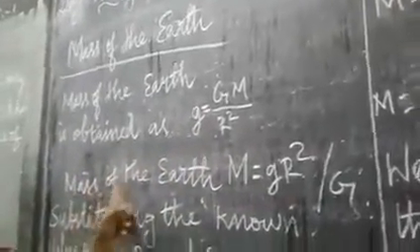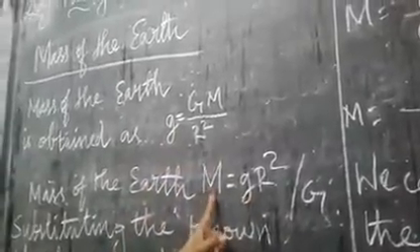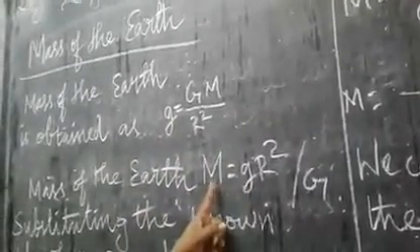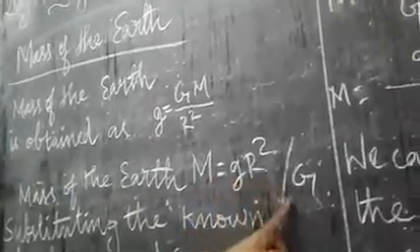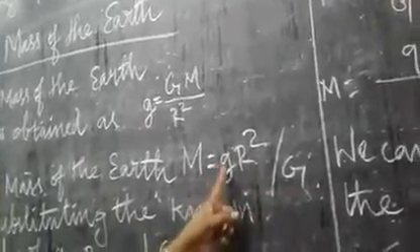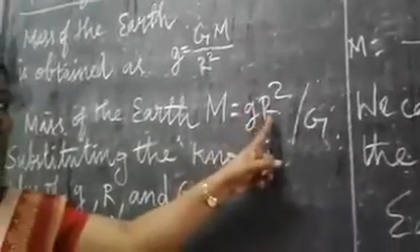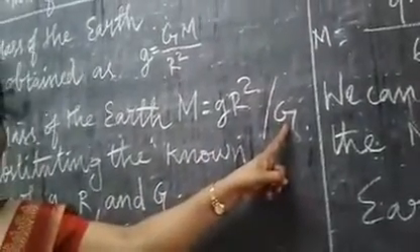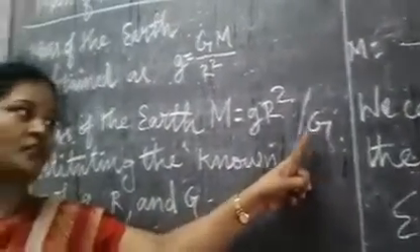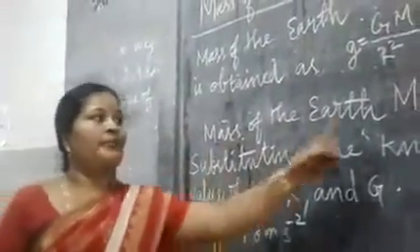So the mass of the earth, M, in this equation we can calculate the mass; capital M is the mass of the earth. Therefore M is equal to small g R square divided by capital G. Small g is the acceleration due to gravity, R means the radius of the earth, and G means the universal law of gravitation constant. So from this equation we can calculate the mass of the earth.